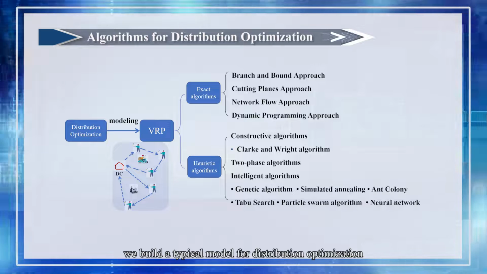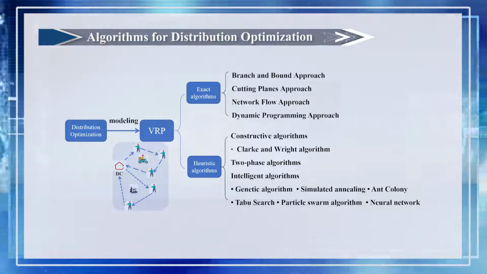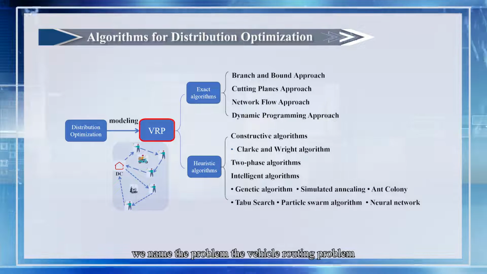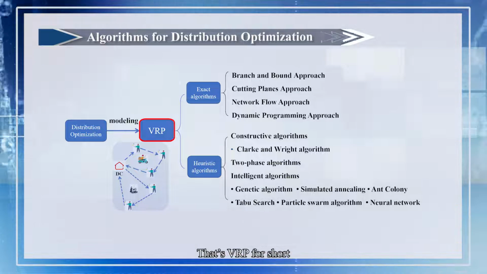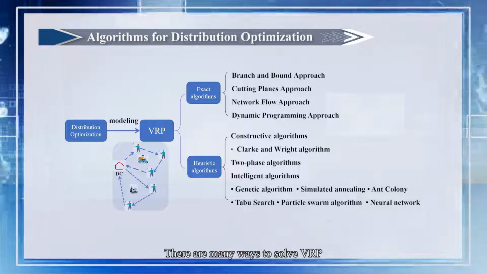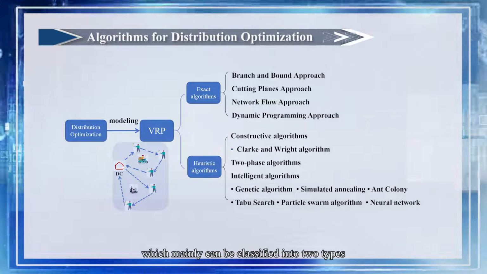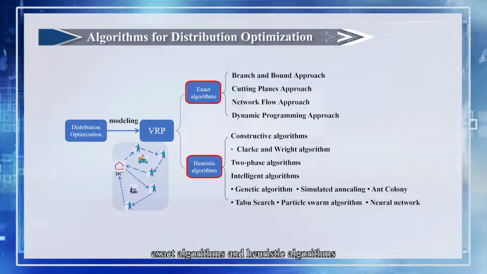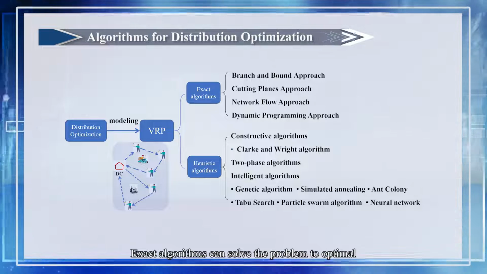Previously, we built a typical model for distribution optimization. In the field of optimization research, we named the problem the vehicle routing problem, VRP for short. There are many ways to solve VRP, which mainly can be classified into two types: exact algorithms and heuristic algorithms. Exact algorithms can solve the problem to optimal.